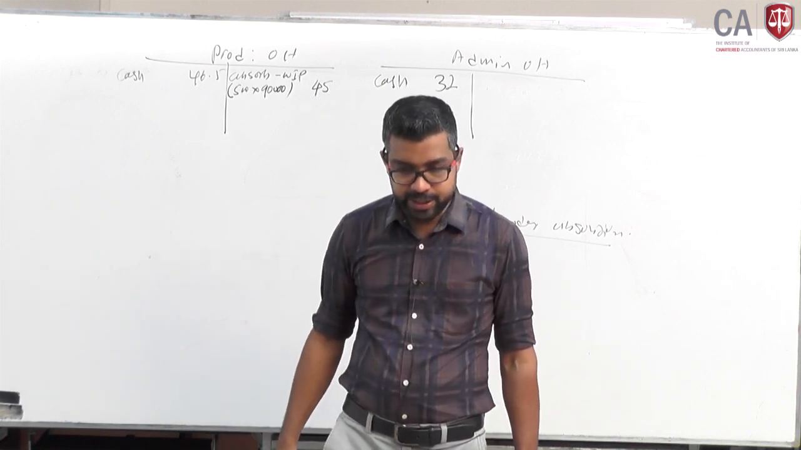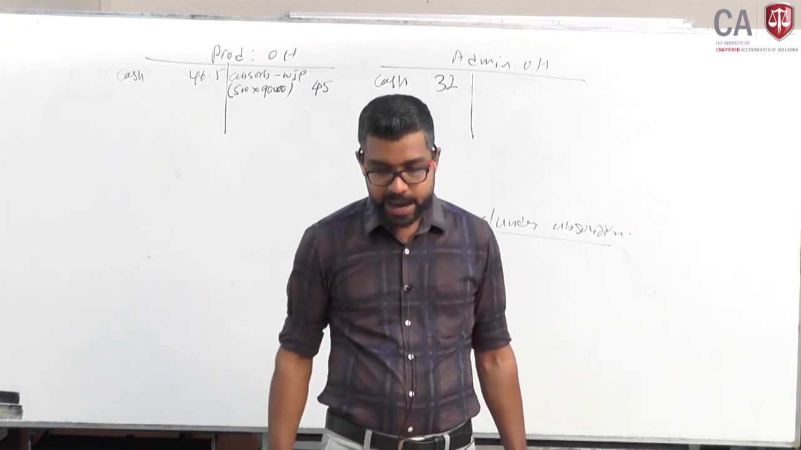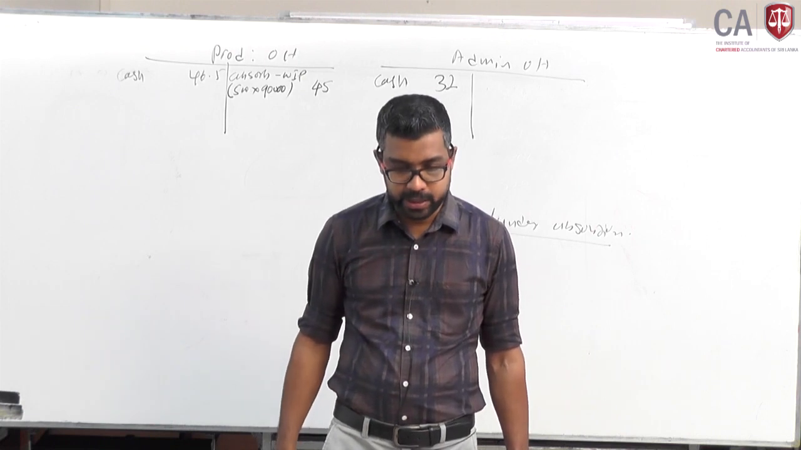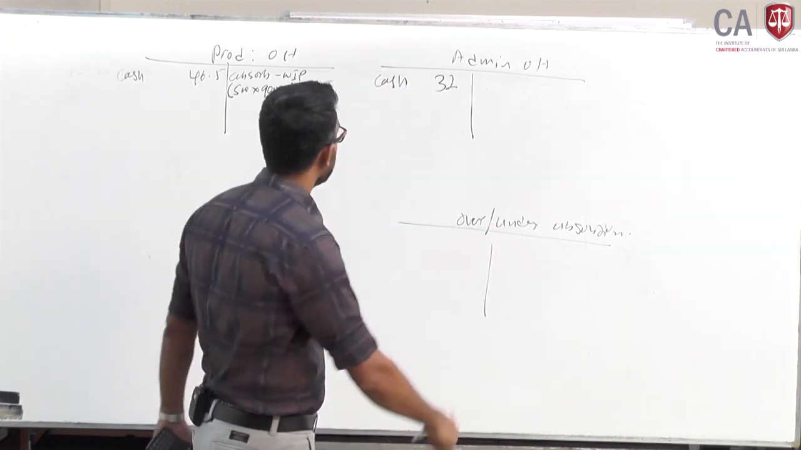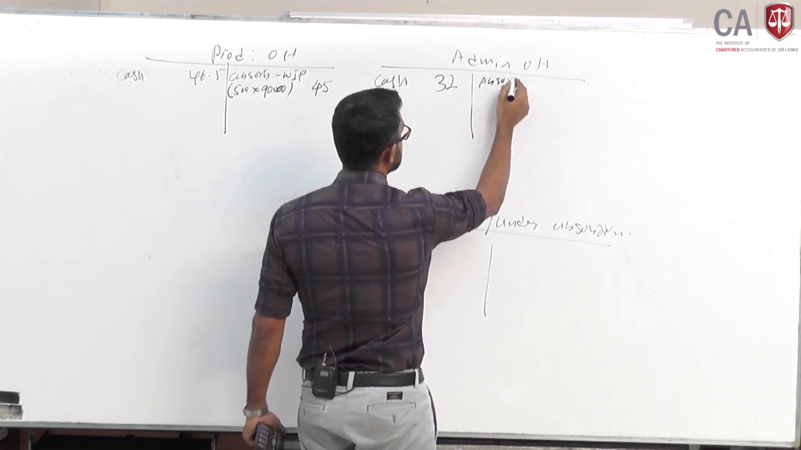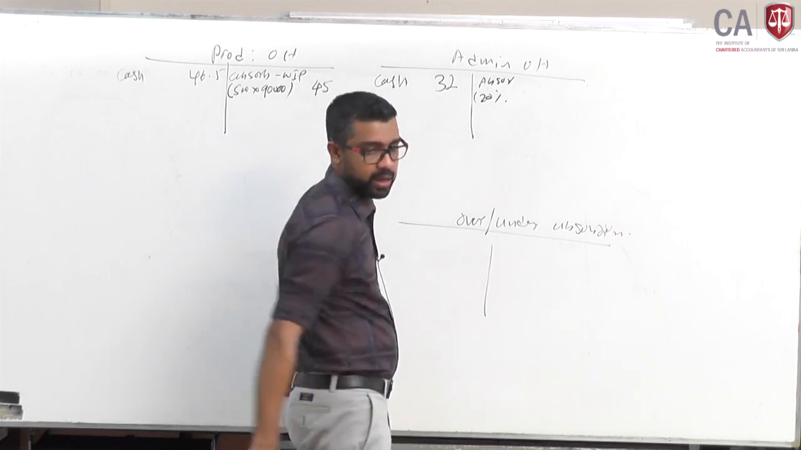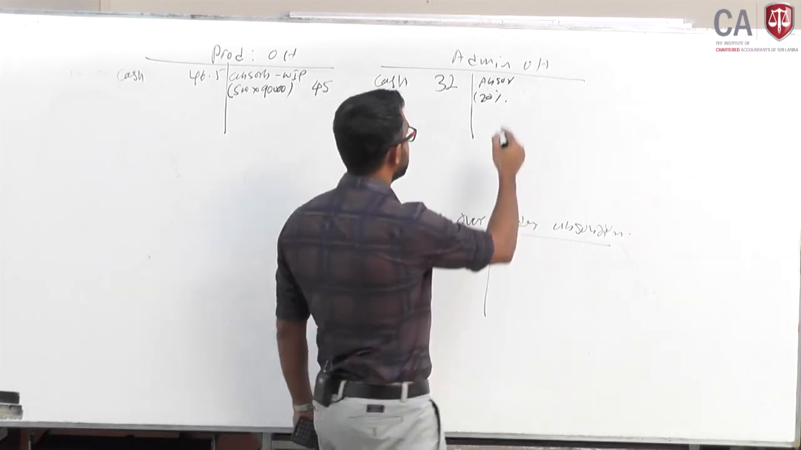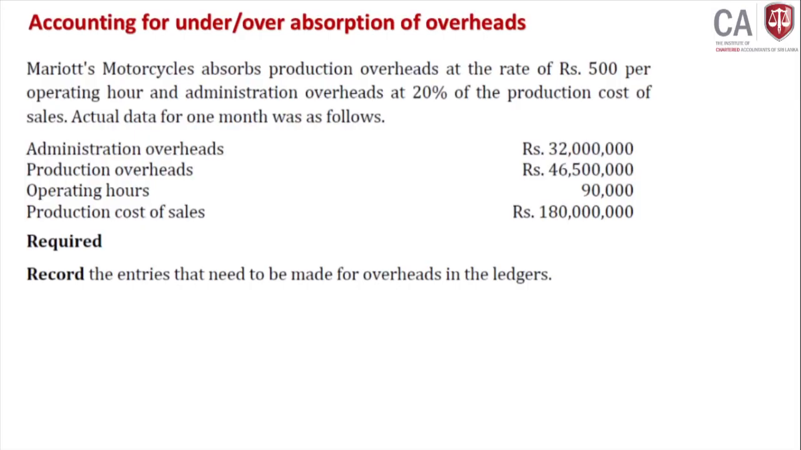Then administrative overhead. Admin overhead is 20% of production cost. Absorb admin: 20% of how much? 180 million.